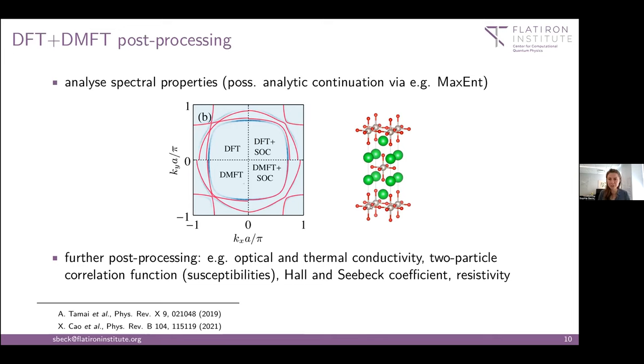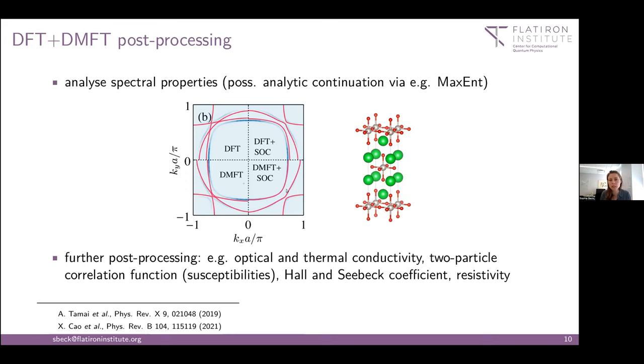This is again the material that Antoine introduced, strontium-2 ruthenium-4. This just shows an overview over different levels of theory in comparison to the experiment, which is the blue line in the background. You see that for DFT, the agreement is pretty bad. For pure DMFT as well, once you introduce spin orbit coupling, you get rid of this avoided crossing, but the size of the different Fermi sheets is still incorrect. And only if you do DMFT including spin orbit coupling, you get very good agreement.